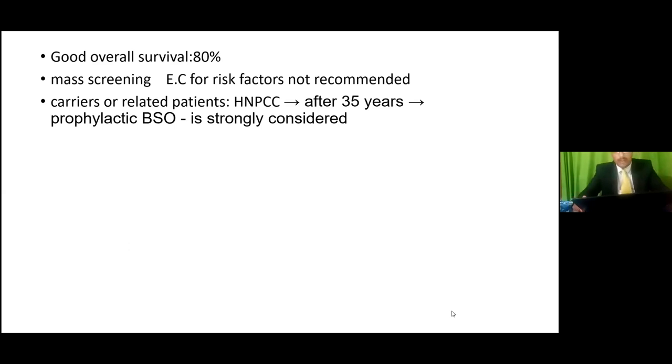And usually, endometrial carcinoma has a good overall survival of 80%, and mass screening for endometrial carcinoma is not recommended. If they are carriers or patients related with hereditary non-polyposis colorectal cancer, then after 35 years, prophylactic bilateral salpingo-oophorectomy should be strongly considered.